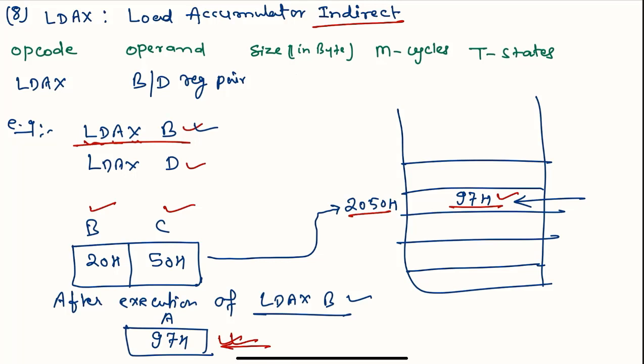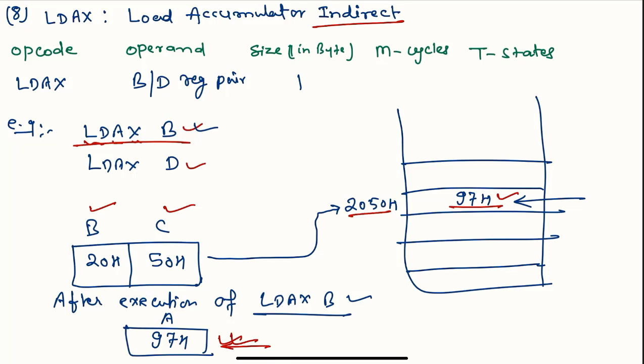Now we need to find out its size. In this instruction, we are using only an English alphabet, so we can say the size of this instruction is 1 byte.